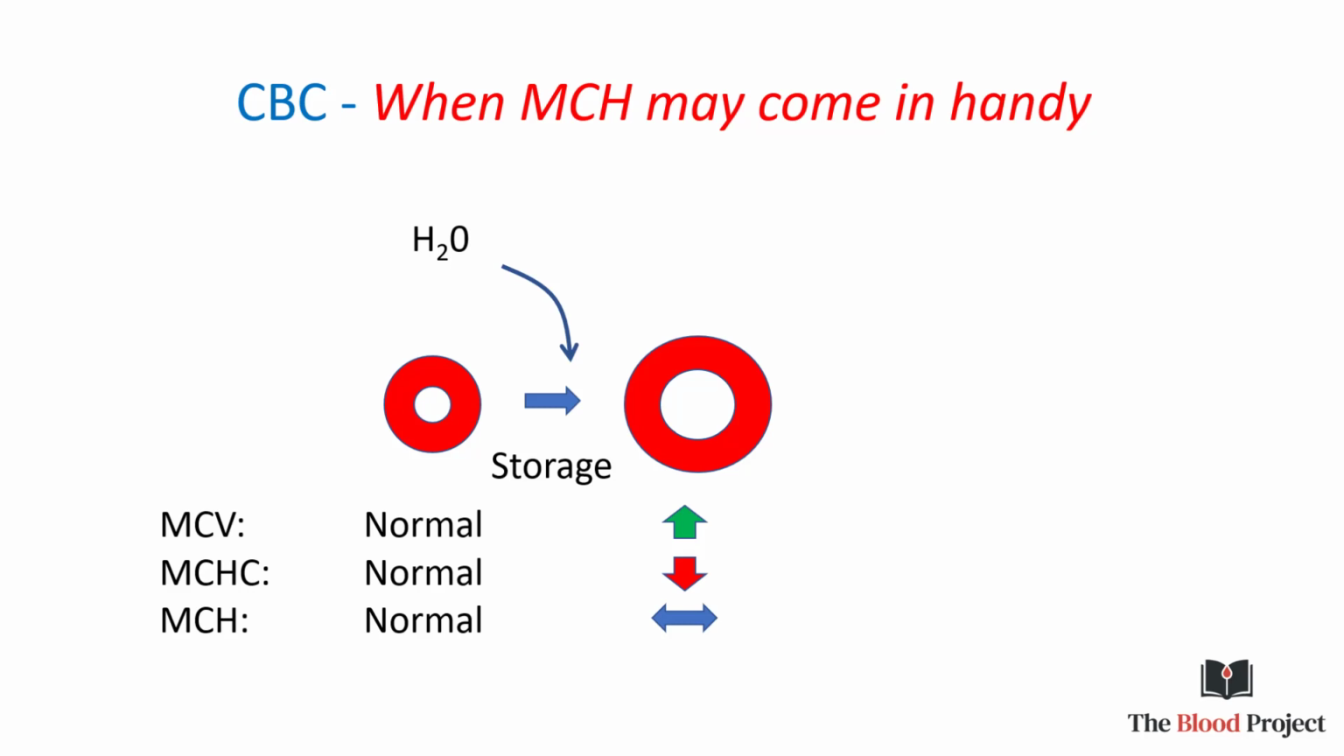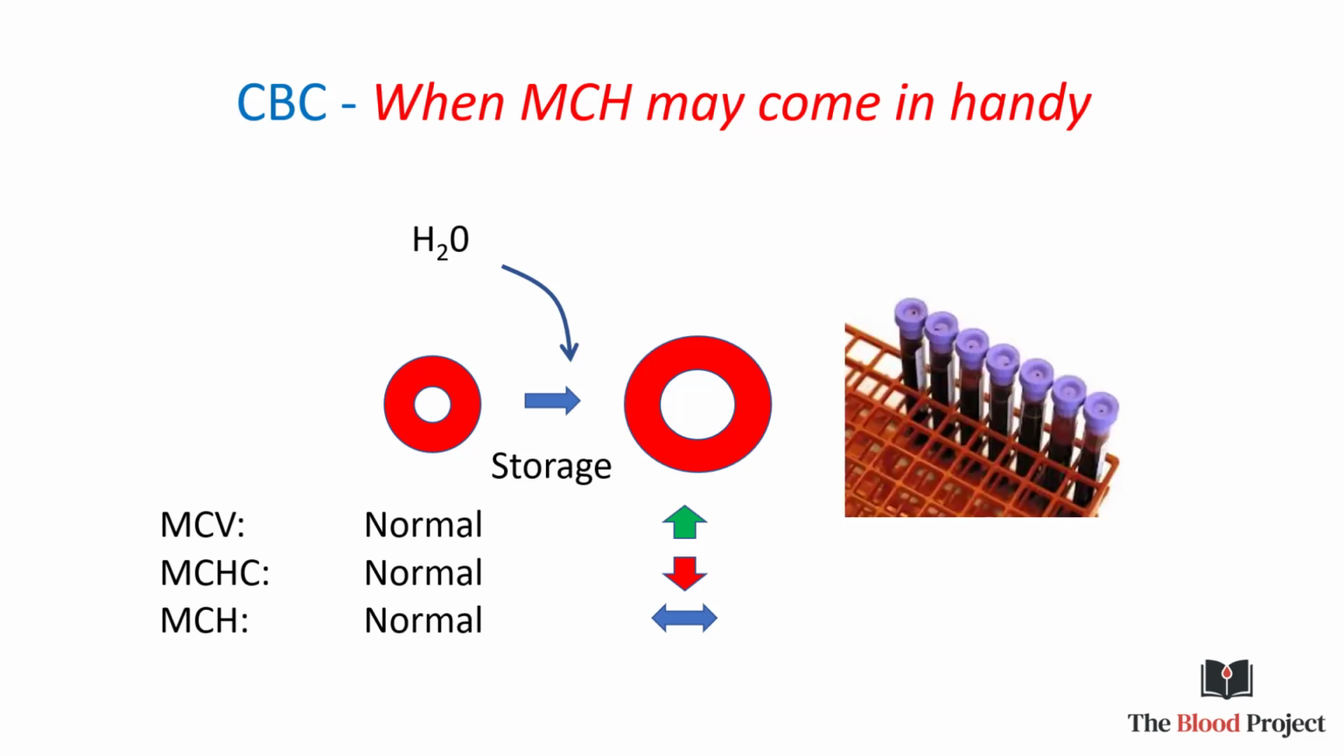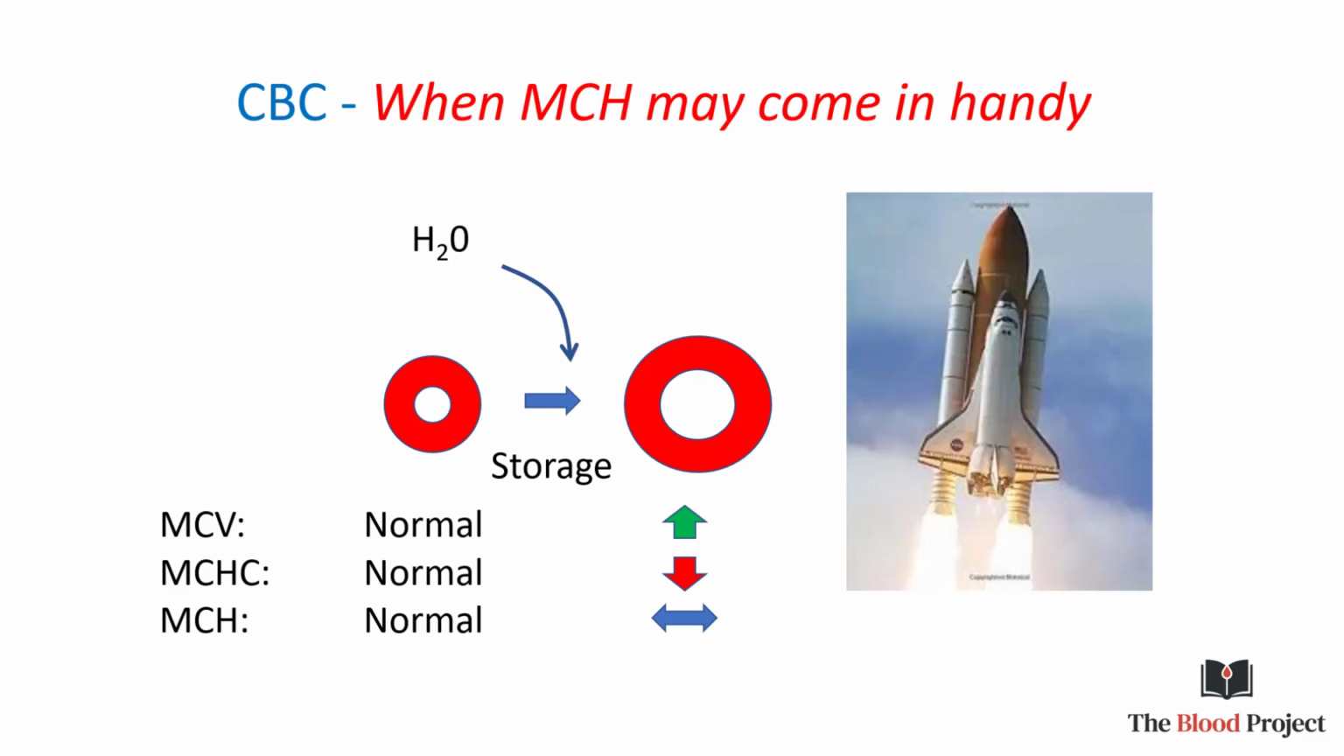So check this out. When blood is drawn and allowed to sit around for hours to days, red cells take on water and swell. As a result, the MCV artificially increases and the MCHC decreases. That is, the hemoglobin concentration drops as the cell becomes diluted with water. But the hemoglobin hasn't gone anywhere. The MCH, the weight of the red cell in hemoglobin, is unchanged.